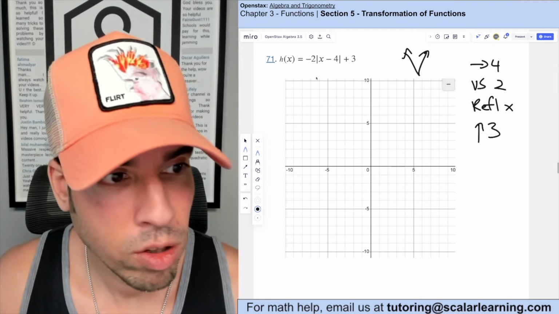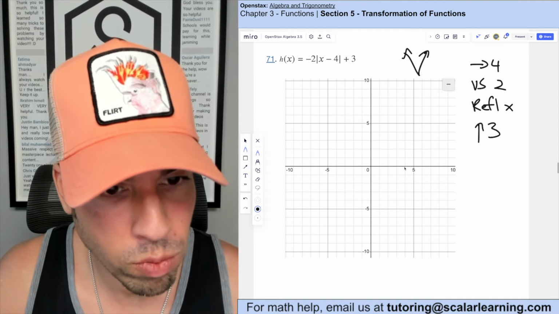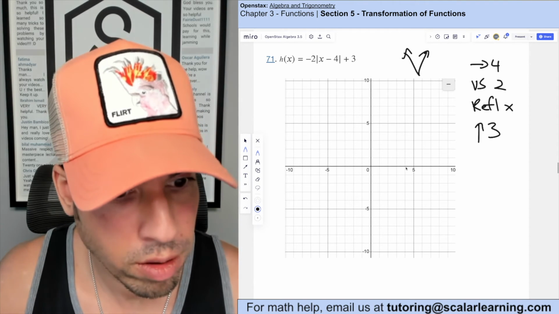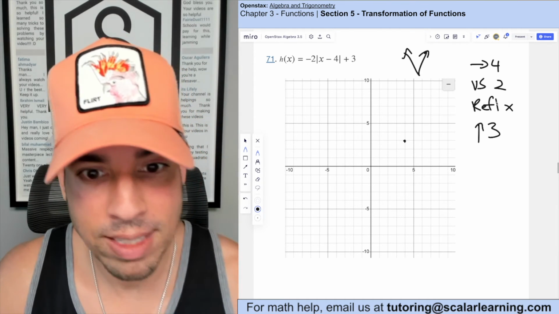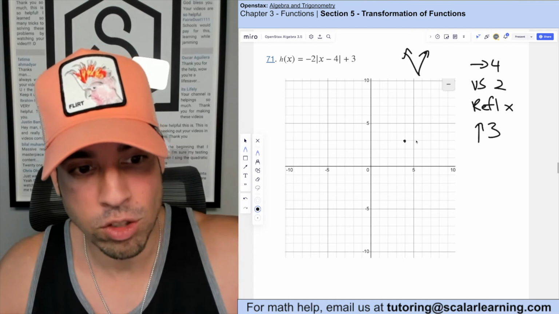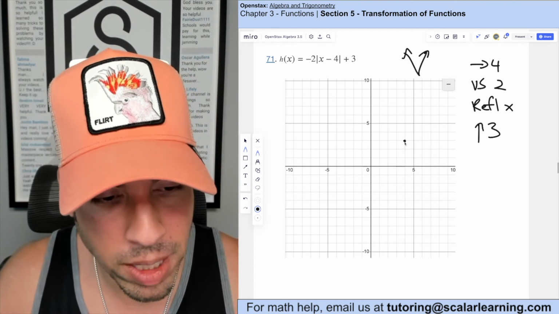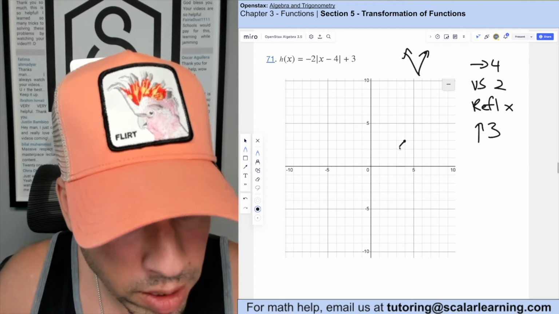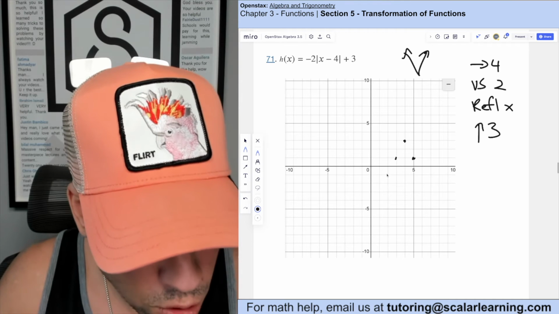So first thing is I'm going to look at my original vertex, which is at 0, 0, and we're shifting that 4 to the right, and then we're going 3 up. So here's my new vertex. Then we're flipping it down. That's a reflection across the x-axis. So instead of going up, now it's going down, and we're stretching it by 2. So instead of kind of going this way, we're now jumping by 2. It almost looks like a slope of 2 like so.